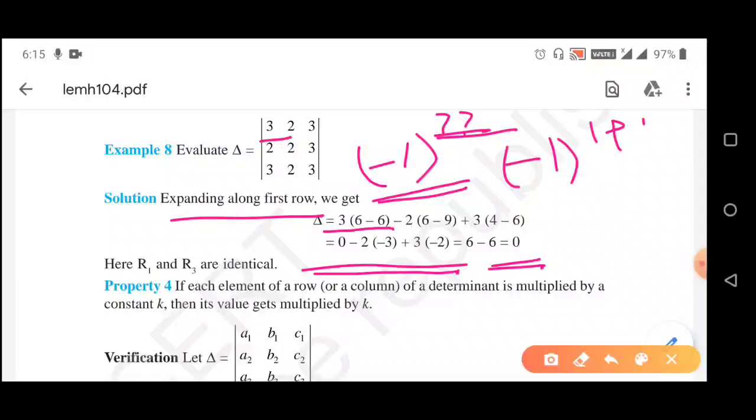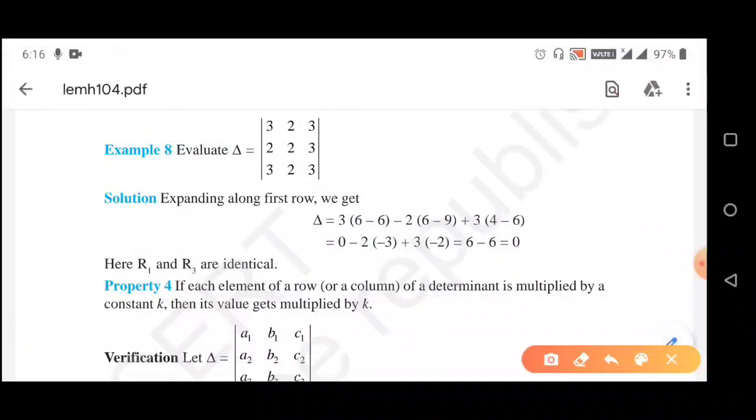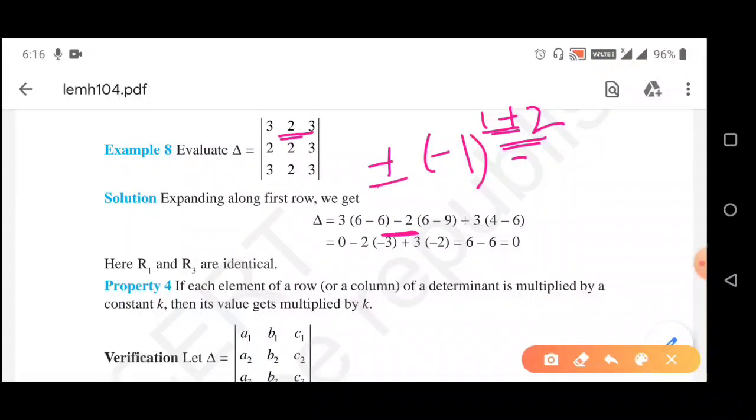So this is positive. Now, 2 is in the first row, second column, so here we have to write minus 1 to the power 1 plus 2, which is minus 1 cubed. Minus 1 cubed means minus 1. So this plus will become minus.